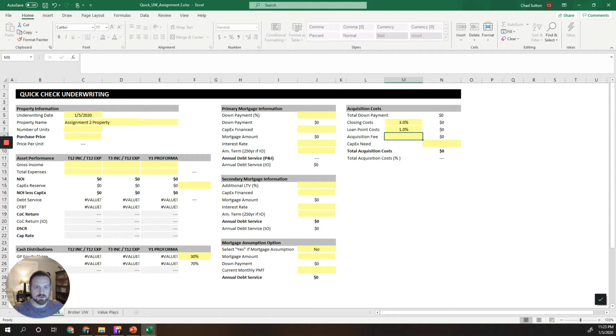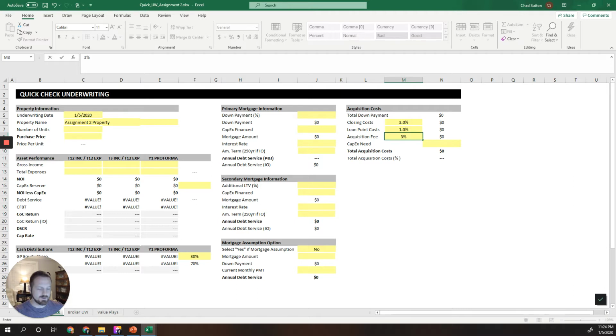One loan point cost. This is usually what a lender or a mortgage broker is going to charge you to originate that loan for you. It's well worth paying the point. Sometimes when you start going directly to specific lenders, you can get around this, but if you're using a mortgage broker, it's very, very much worth the money to pay this, get you better debt terms.